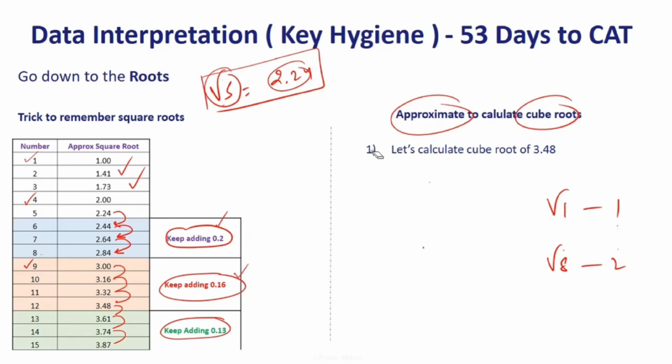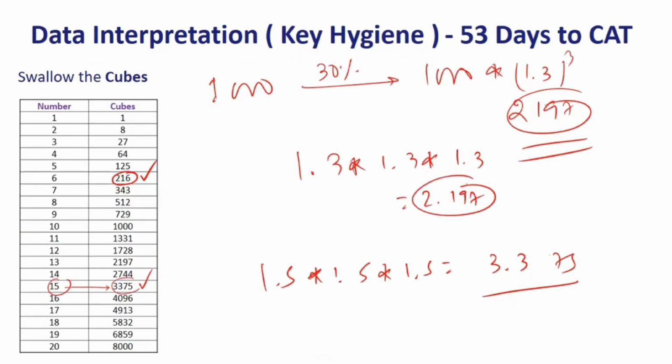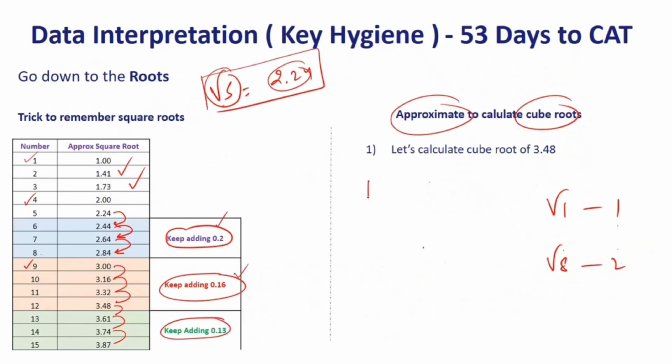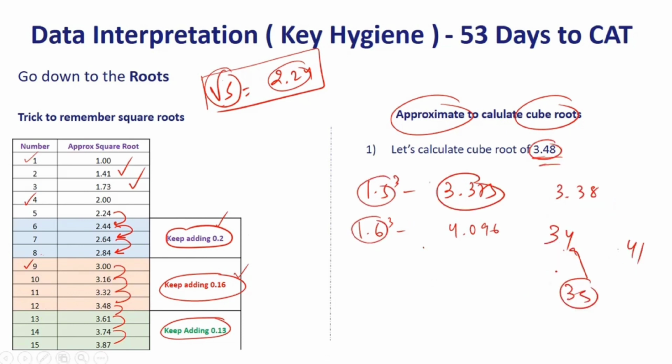If you know the cubes, 15 cube is 3375. So that's the advantage of knowing the cubes. 1.5 cube is 3.375. 1.6 cube is 4.096. So the answer will be between 1.5 and 1.6. So what you can do is you can approximate it somewhere between 1.5 and 1.6.